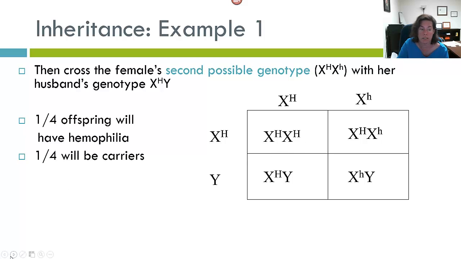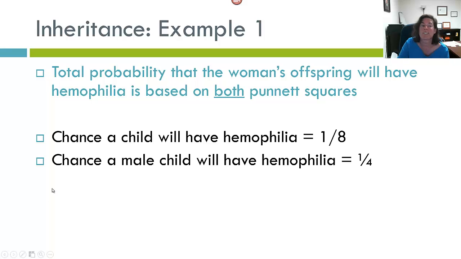No, that's not what it means at all. We base the total probability that the woman's offspring will have hemophilia on both Punnett squares, not one, but both, because we don't know which of her genotypes she actually has. The chance a child will have hemophilia is 1 out of 8. The chance a male child will have hemophilia is 1 out of 4, which is 25%.